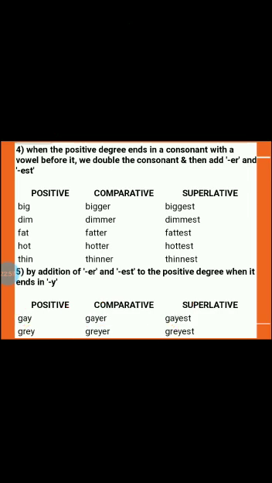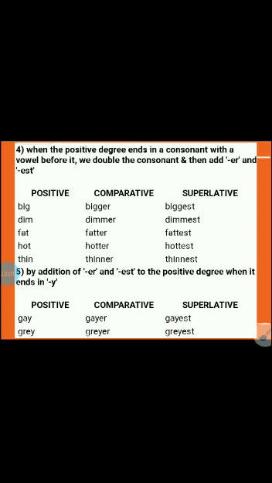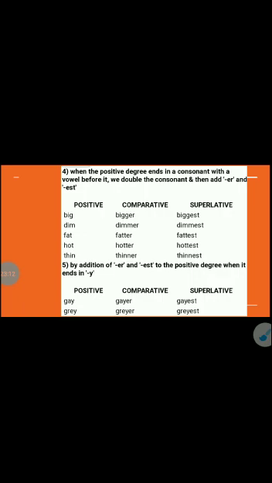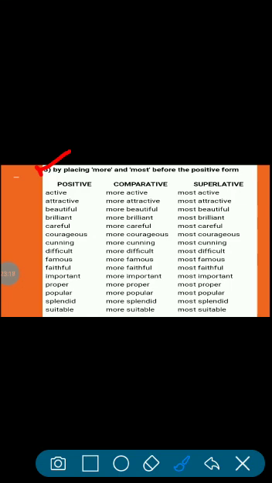Alright, dear students, I hope you are enjoying changing the forms of these words into their comparative and superlative ones. Here we have rule number 5. I think numbering has some mistake. It is rule number 6.